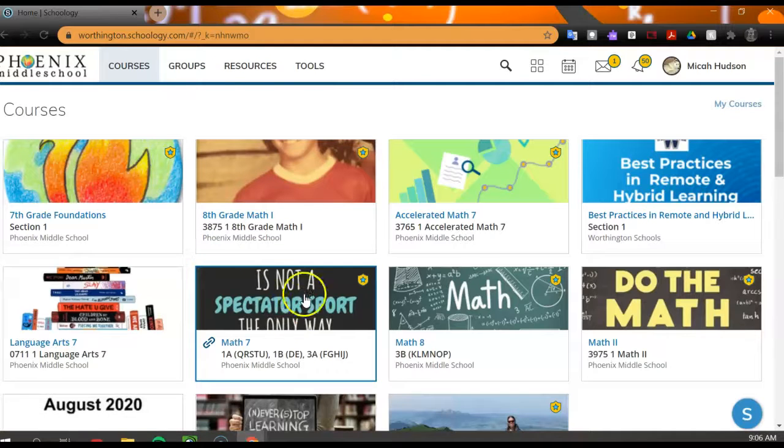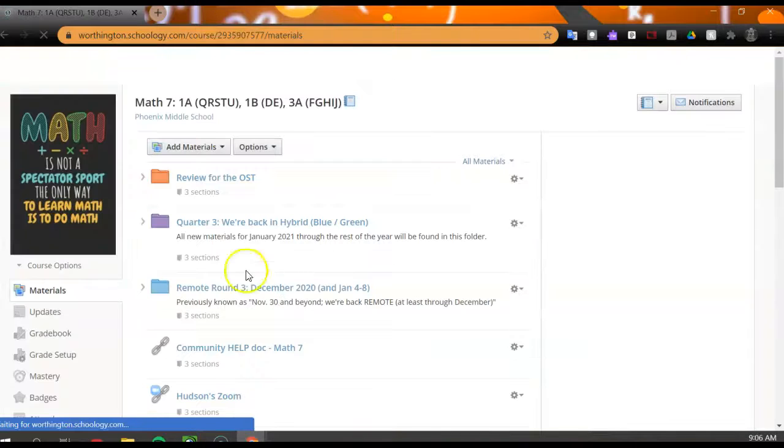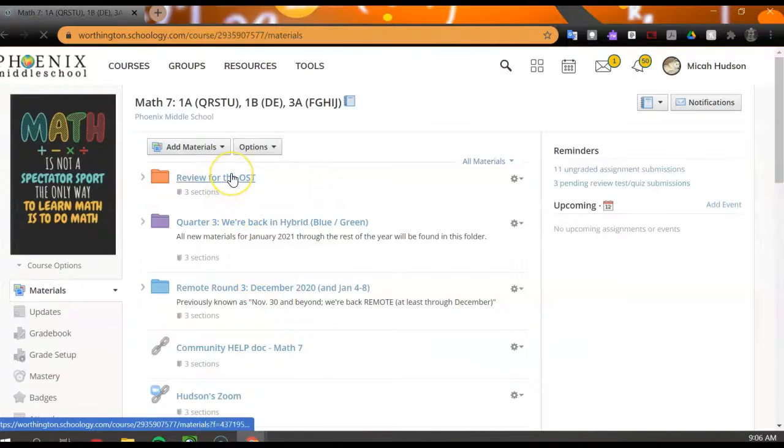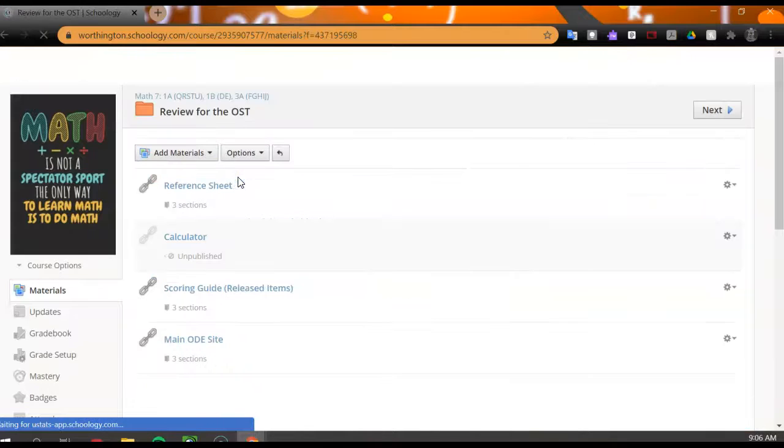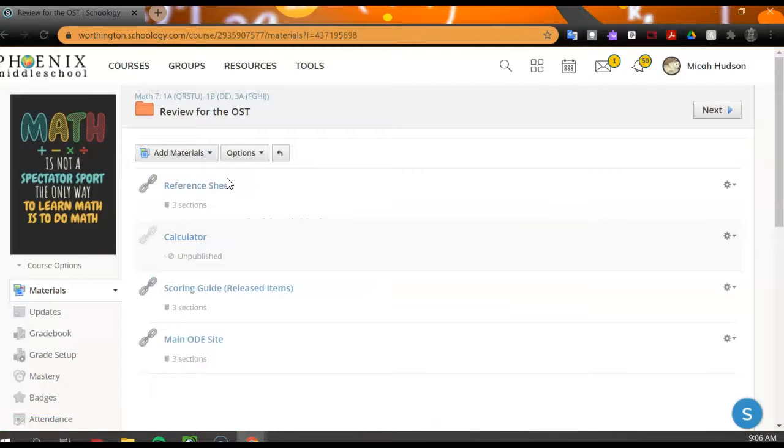But if you're one of those people that care a little bit more about this and want to do some more prep, in our Math 7 page, the top folder here says Review for the OST, which stands for Ohio State Test. Ooh, it's an acronym. We have too many acronyms.